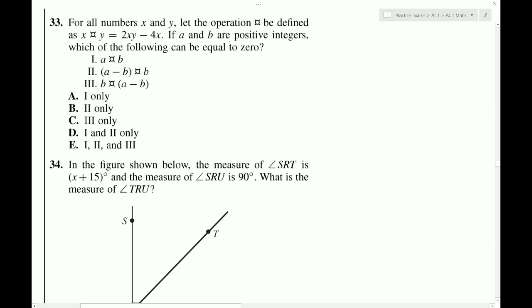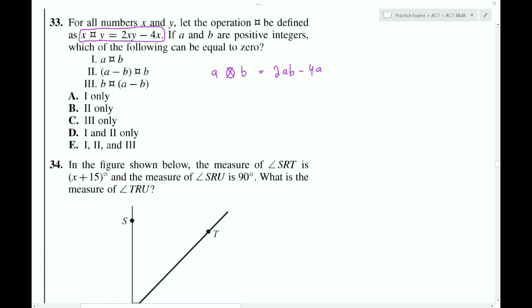For all numbers x and y, let the operation symbol be defined by x symbol y equals this. Which of the following can be equal to 0? Alright, so this is actually quite a tricky question. So we have A symbol B, and we have to follow the instructions here. It's supposed to equal 2 times AB, first times the second. X stands for the first position, Y is the second. Then minus 4 times the thing in the first position, which happens to be an A.